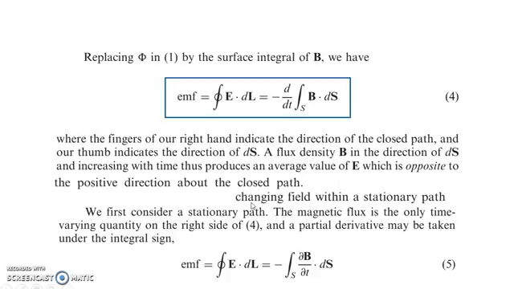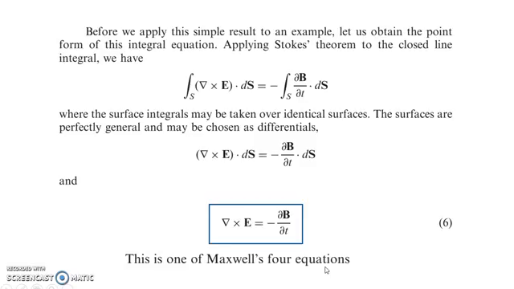Changing field: now let us consider the case of a changing field within a stationary path. So we first consider a stationary path. The magnetic field is the only time-varying quantity on the right-hand side of equation number 4. So if it is time varying, then it goes to the derivative of B. The partial derivative may be taken under the integral sign, and hence we get a final equation: the circular integral of E along the closed path is equal to minus the surface integral of dB by dt over the surface.